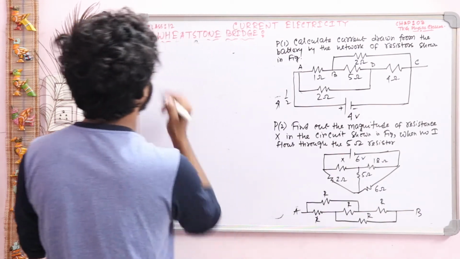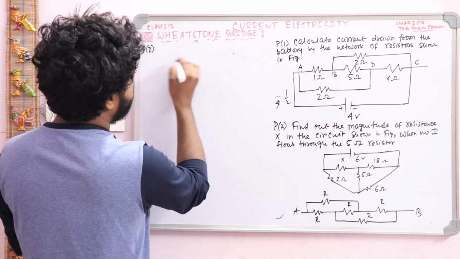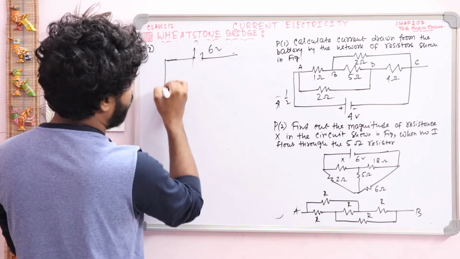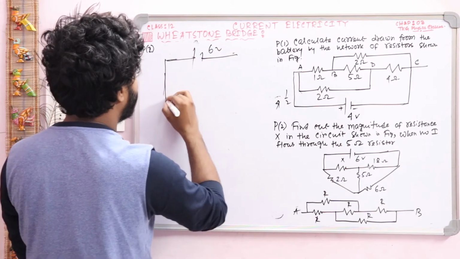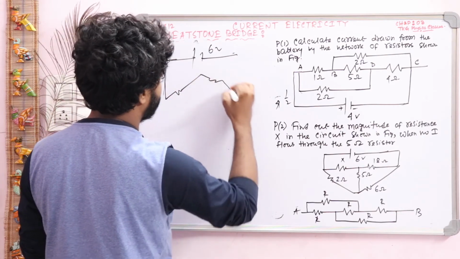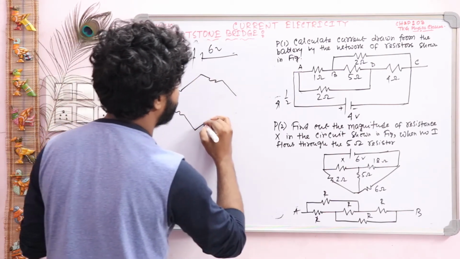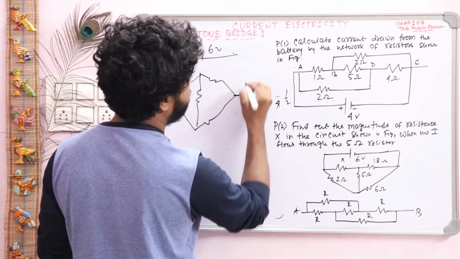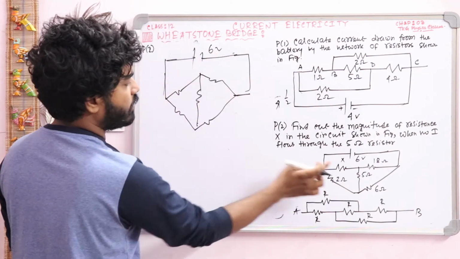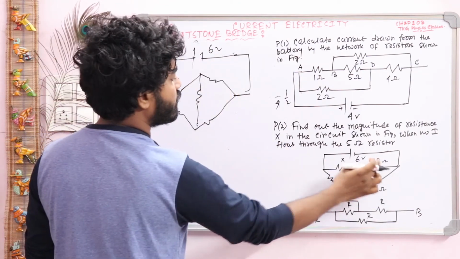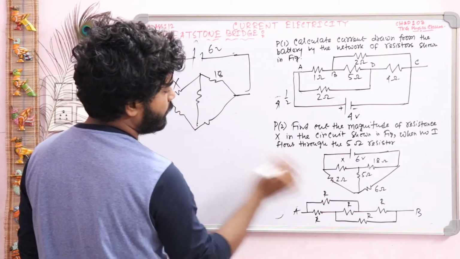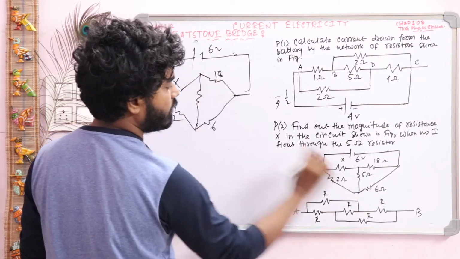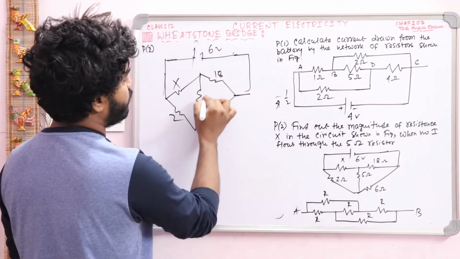So our second problem, same, this is a cell 6 volt. Now here you make it like this way, like this way. This 6 volt, this one is X, this one is 18, this one is 18, this one is 2, this value is 6, and this value is 5.